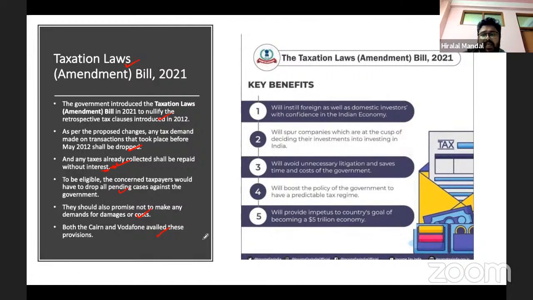country. All right. So these are the disputes when it comes to the retrospective tax and the taxation laws that have been introduced to end the retrospective tax in the country. All right. So these are the various provisions that we have seen with respect to the retrospective taxes.